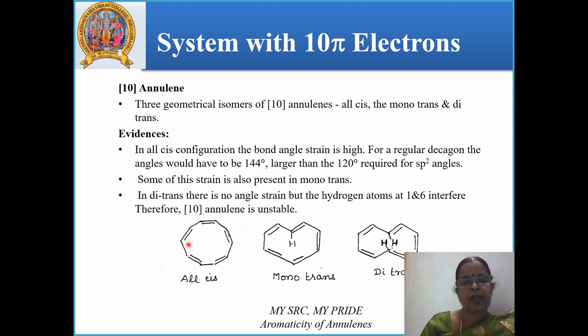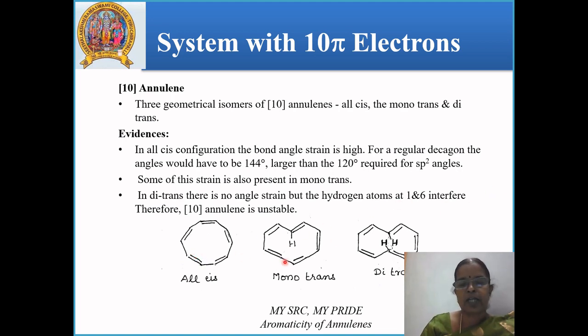The bond angle for a decagon is 144 degrees, but an sp2 carbon exists only at a bond angle of 120 degrees. So the bond angle strain makes the all cis system anti-aromatic, that means unstable. Similarly, monotrans is also unstable due to bond angle strain. In ditrans, there is no bond angle strain, but the interfering hydrogens make the molecule unstable. So all these compounds, even though containing a delocalized cyclic 10 pi electron system, are not stable.